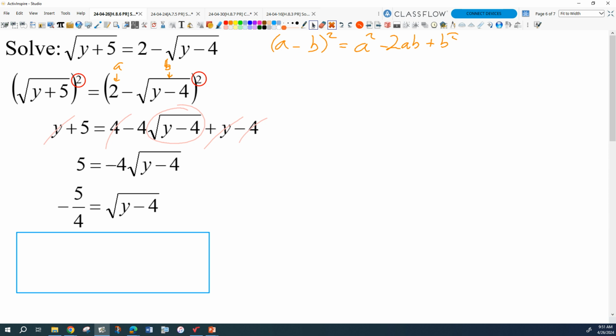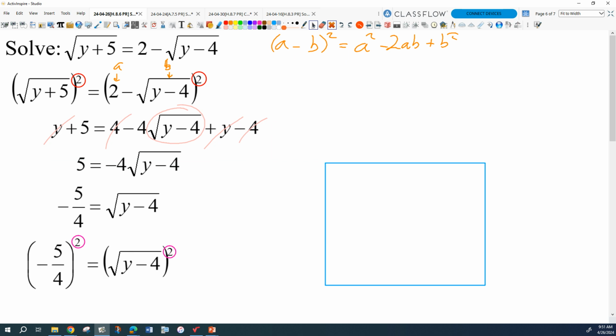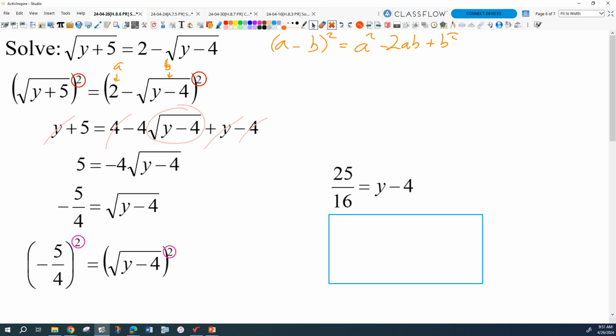So we did it, right? We isolated our other radical. Now what do we do? Square both sides. So what's that give me on the left side? Okay, square both sides. Right, so I get 25/16 equals y minus 4.